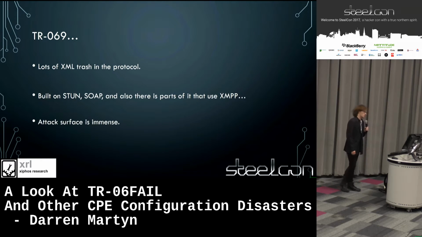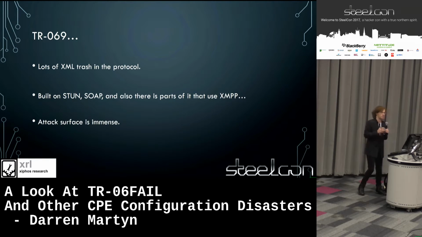TR-069, as I said, is full of XML. It's got STUN, it's got SOAP, it's got XMPP, it's got UPnP. If you can think of a protocol that uses XML, they will probably include it in this specification, because they're like, yes, more XML, yes, job security. So it's fucking disgusting. Why does your router need to have a Jabber client to do configuration? Why does it need STUN, SOAP, and XMPP? I don't even get it.